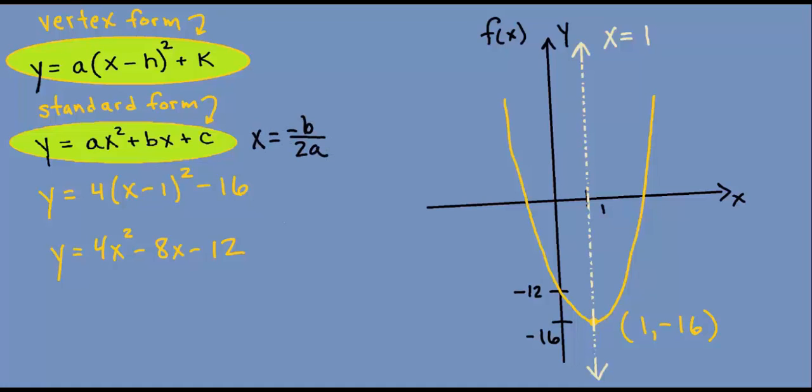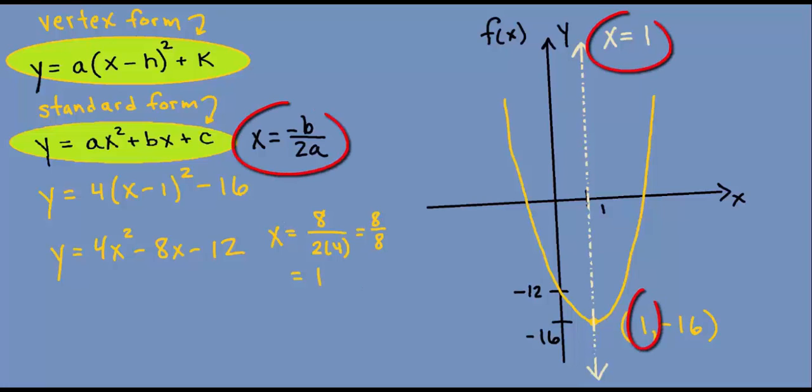It's the opposite of the b value over 2 times the a value. So with this quadratic in standard form, we would have x equals the opposite of negative 8, so that's just positive 8, over 2 times 4. So x equals 8 over 8, which is 1. So we get that 1 that way as well.